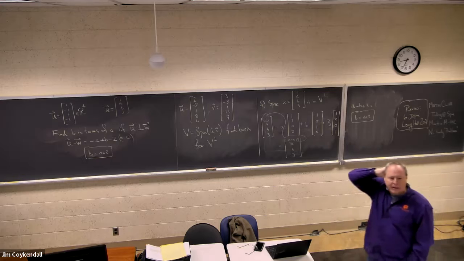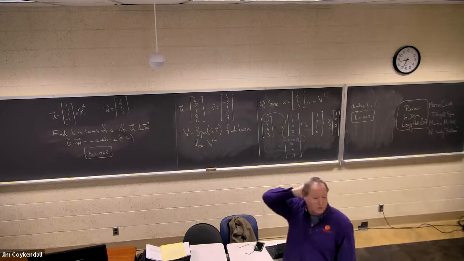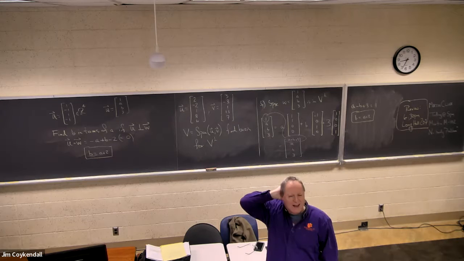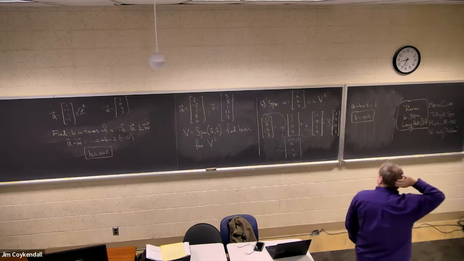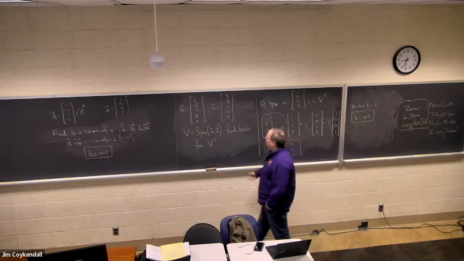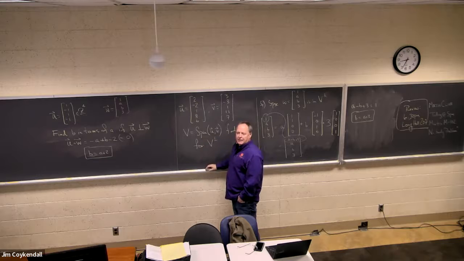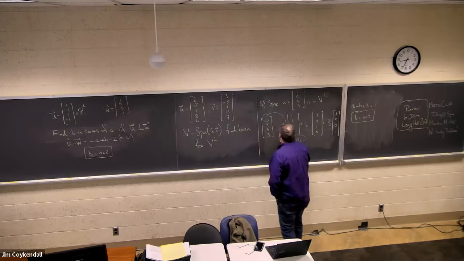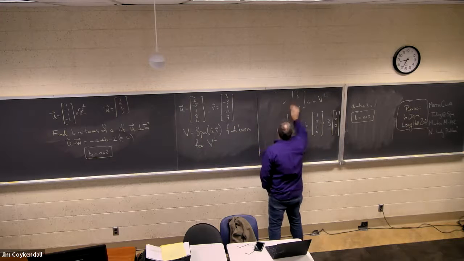How big do you expect D perp to be, dimension-wise? I expect it to be 3, right? This is 2-dimensional. I expect D perp to be 5 minus 2, or 3. Let's see what happens.